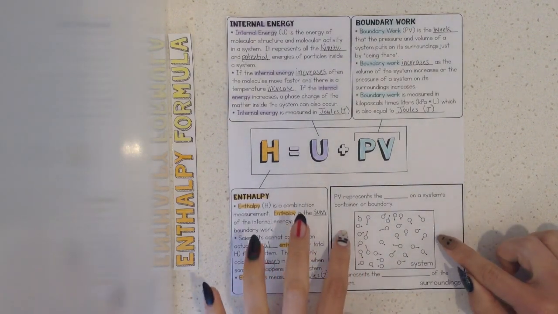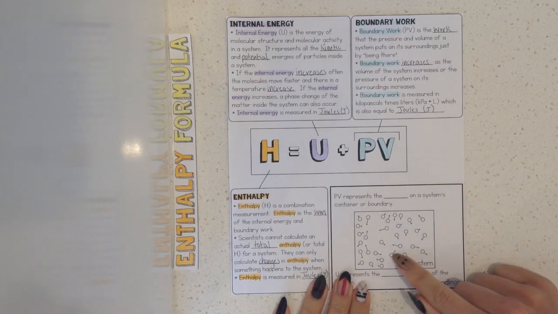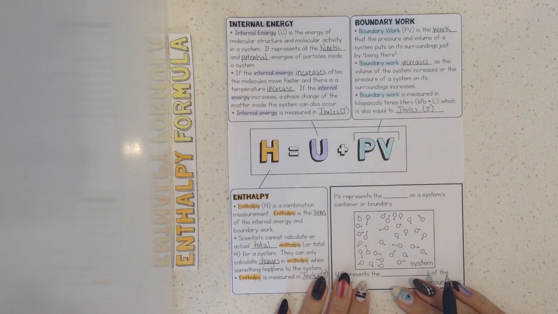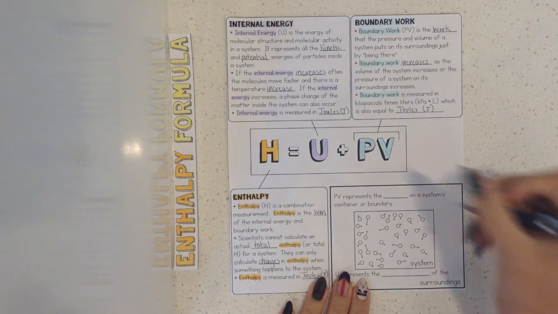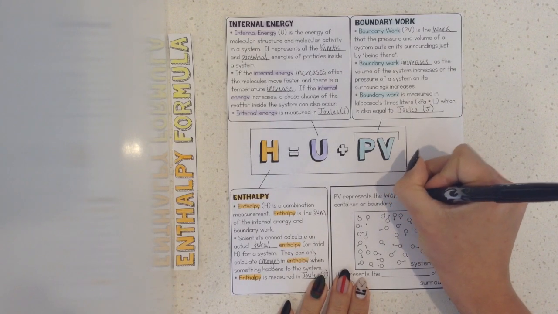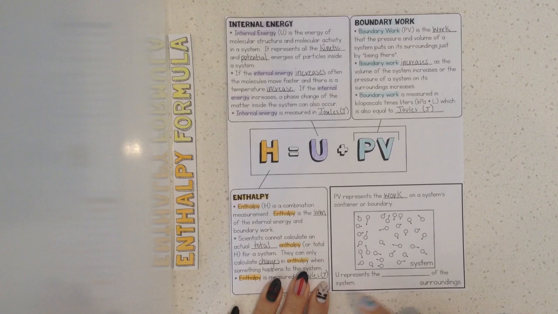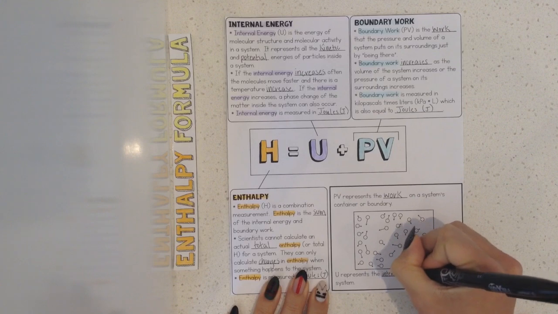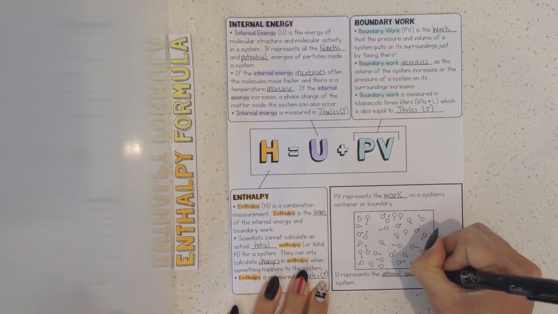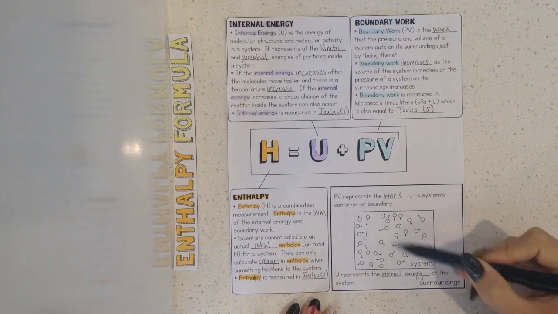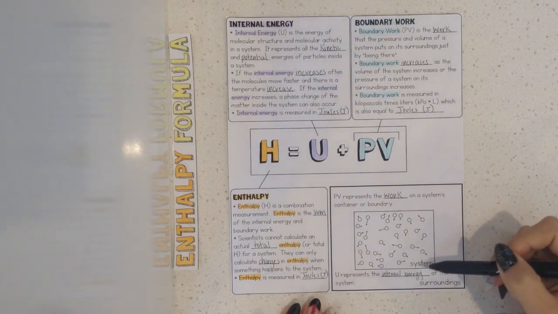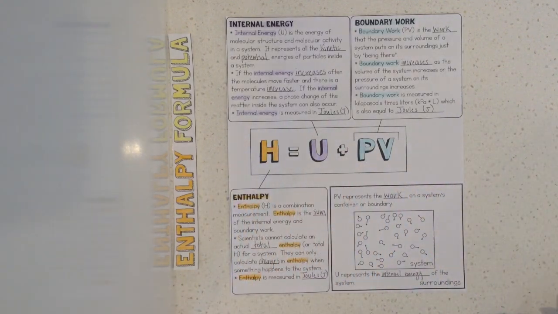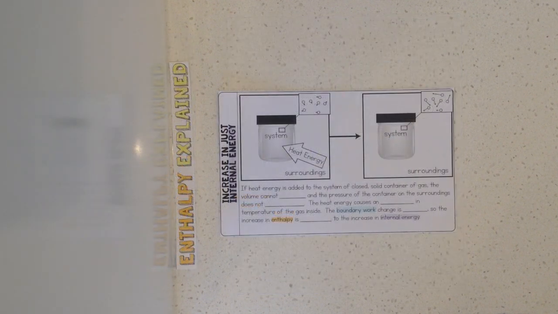So here we have a system. In some container, maybe these are our nitrogen gas molecules moving around. PV represents the work on a system's container or boundary. U represents the internal energy of the system. Remember, that comes from the molecular structure of what's inside and the molecular activity. That's what U is. Everything outside of that container, everything outside that system is the surroundings. Take a closer look at the role of internal energy.